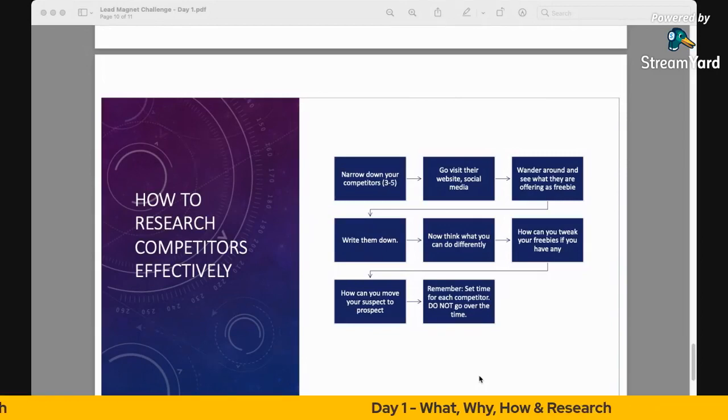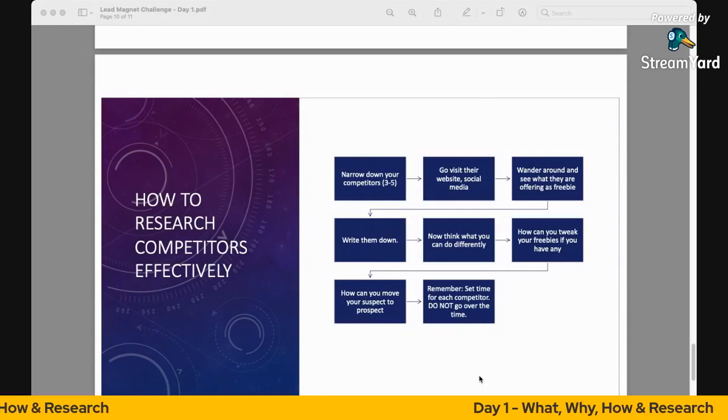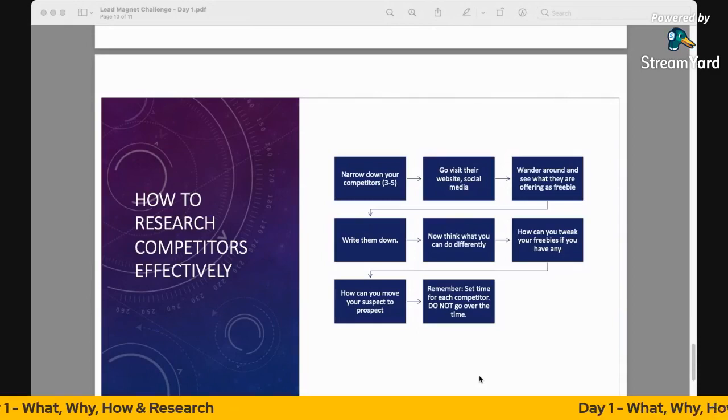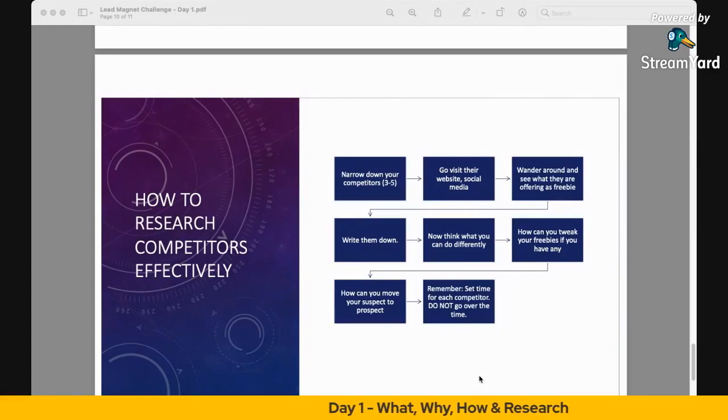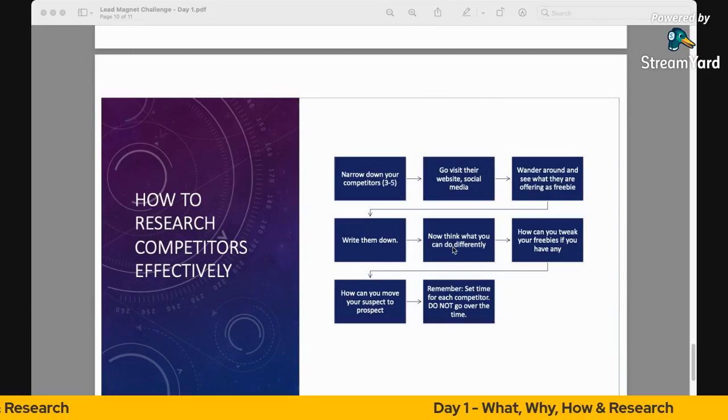So narrow it down to 3 to 5 competitors. Write down who the competitors are. Go visit their websites and social media platforms. What are they doing? How often are they there? What are the free things they're offering? Even posts could be free. There are a few things which they do, and write them down so that you can refer to it when you create your lead magnet idea tomorrow. Now think about what you can do differently.